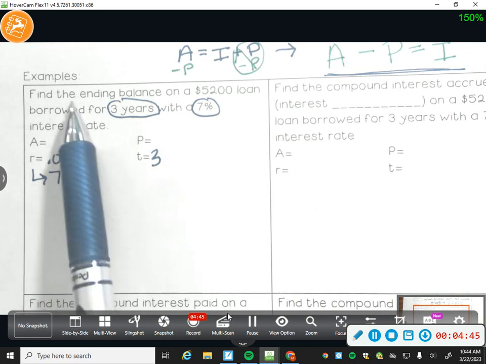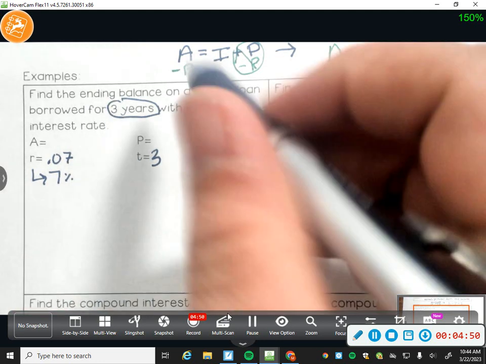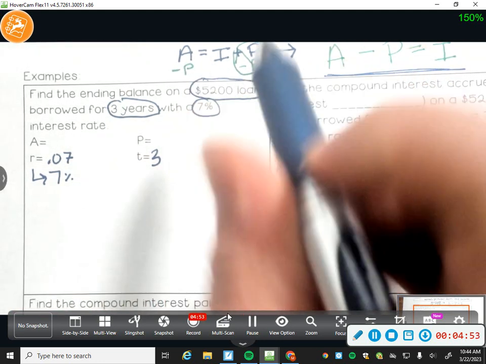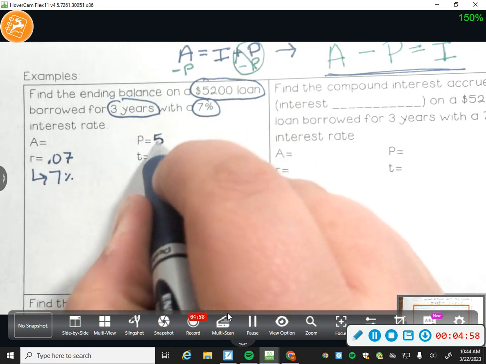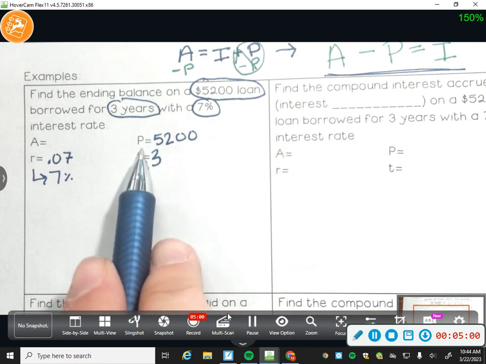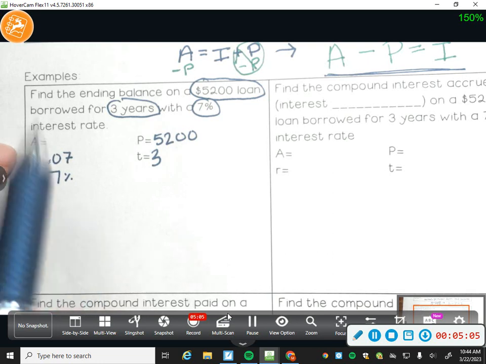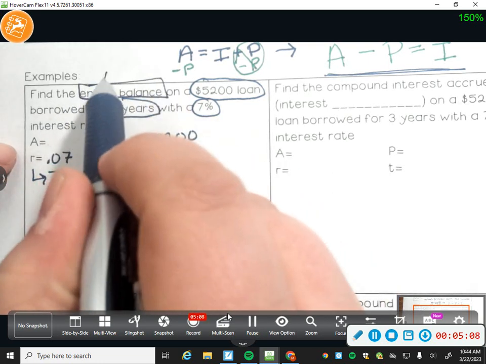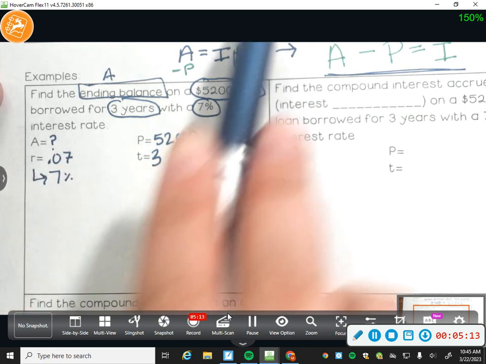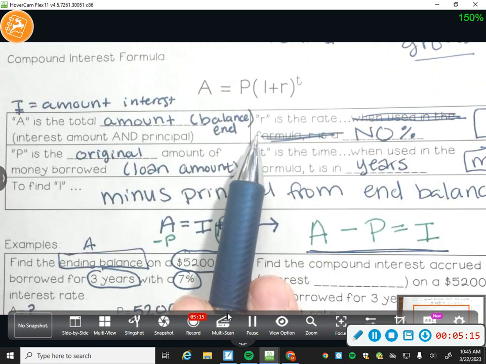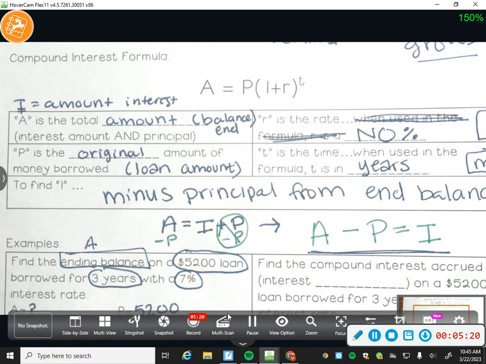Okay. And it says the ending balance. We need to find the ending balance. So I don't know the ending balance, but there was a $5,200 loan. So the $5,200 talks about the loan information. So 5,200 is for the letter P, not for the letter A. Okay, and we are interested in finding A, the ending balance, which is great. We want to know A, and this formula today is for compound interest, and it's solved for A. So after I solve my equation, I'll have my answer that I want.